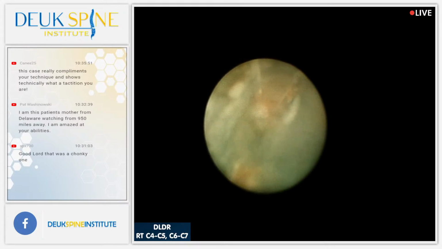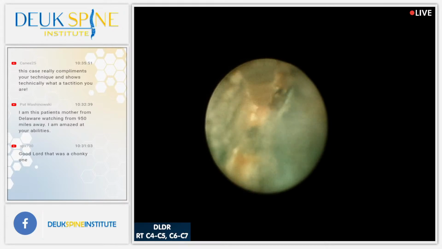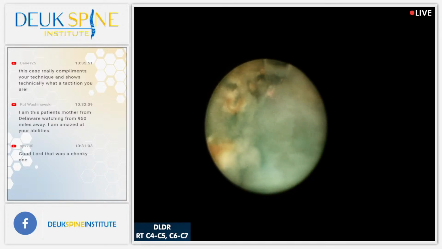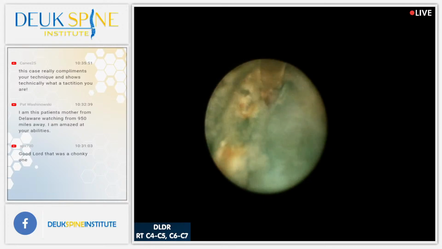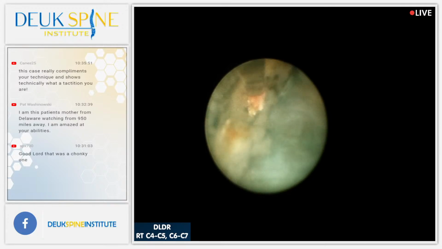The problem is surgeons don't know how to do this surgery, okay? You can actually see the full nerve root. There's the top edge of the nerve root right there. I've gotten all the pressure off of it.